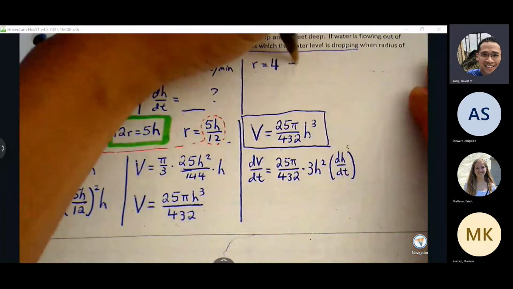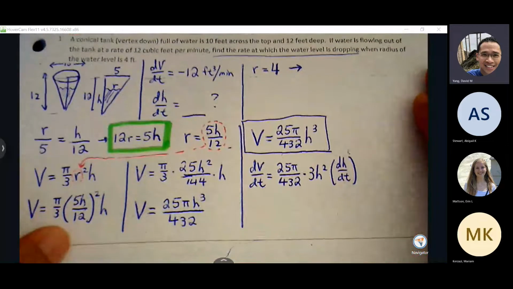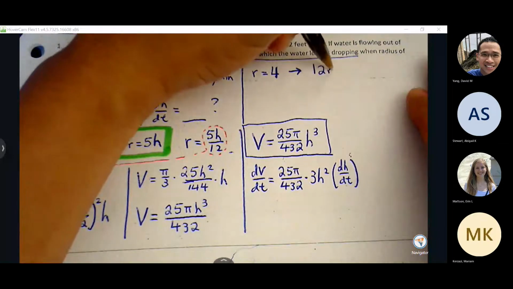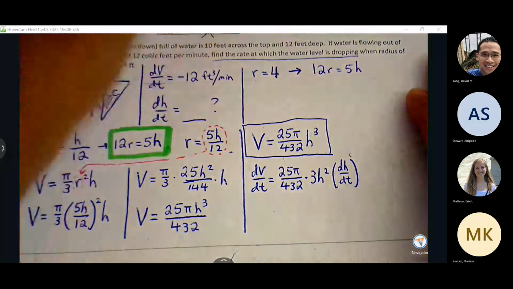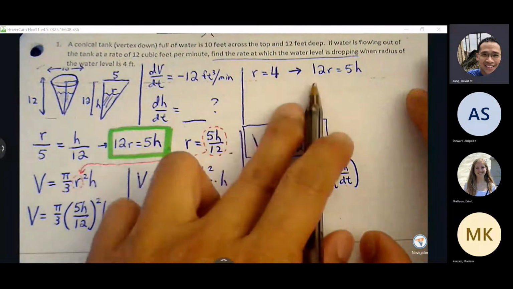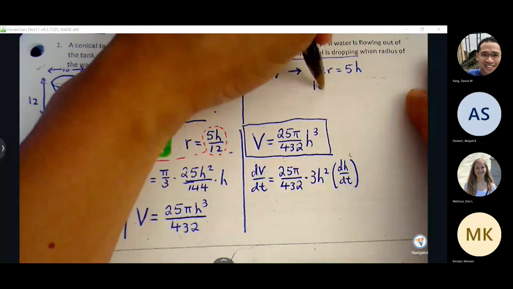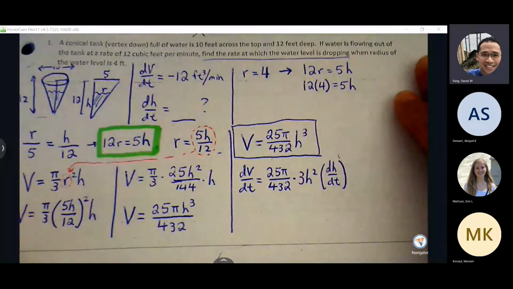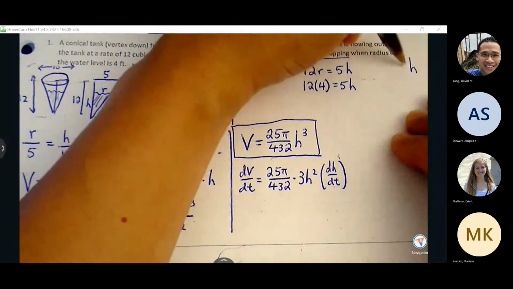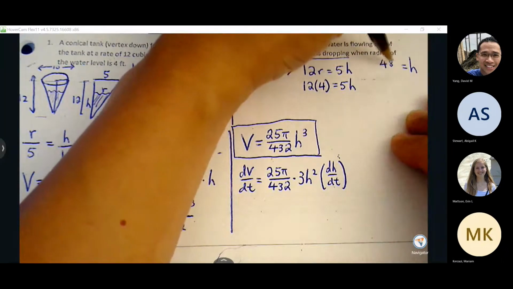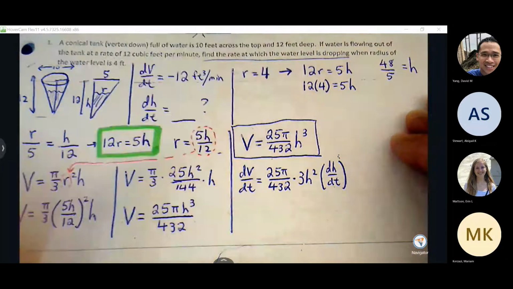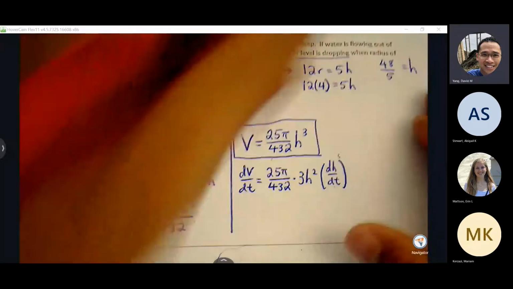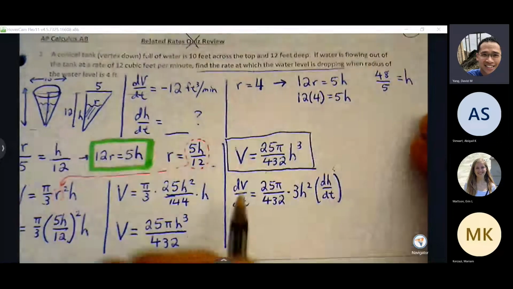Okay, so we're going to step to the side here and find that h that we need, the height of the water level, which we need for this formula. Okay, insert 4 in for r. Okay, divide both sides by 5. So 48 over 5 is equal to h. Okay, so we're going to take this h value and insert it into our dV/dt.